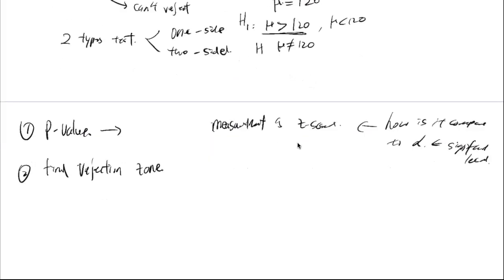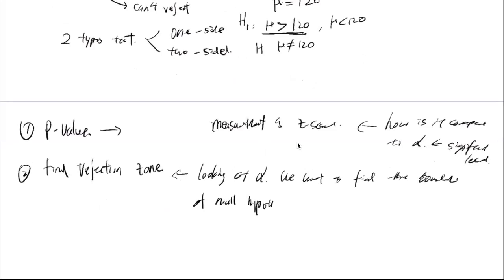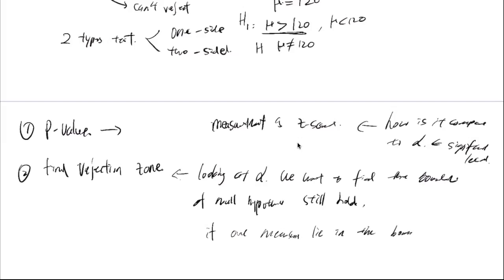So that's the p-value. And finding the rejection zone means we look at alpha, and then find the boundary within which the null hypothesis still holds. Then we check whether our measurement lies inside the boundary or outside it. If it's outside the boundary, it is in the rejection zone.